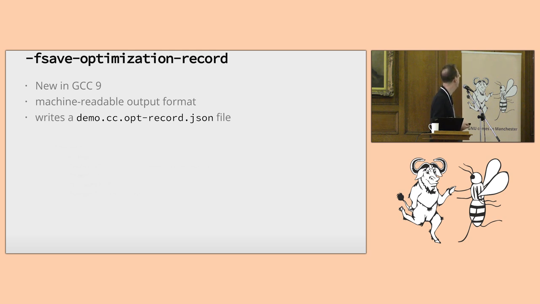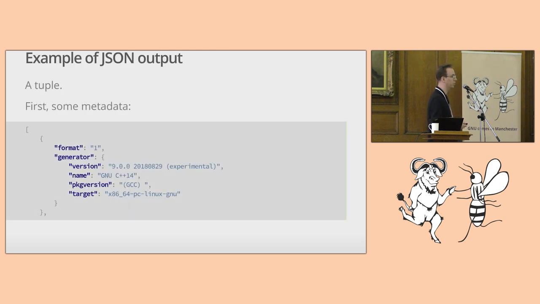And so in terms of what is output if you do this, it's a JSON value. Specifically, the top level value is an array, a tuple, I guess. The idea being to be able to put the format metadata reliably at the top. So I've got a format ID, so that if we need to version the format, you can identify this is version one data, and so on. It's got some generator metadata saying which version of GCC emitted this. And so that's kind of a header.